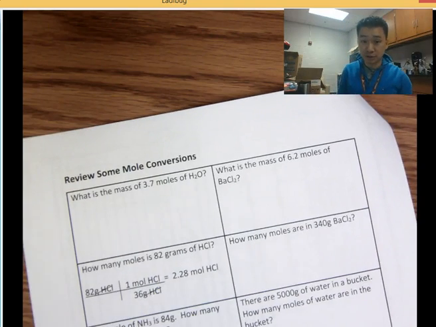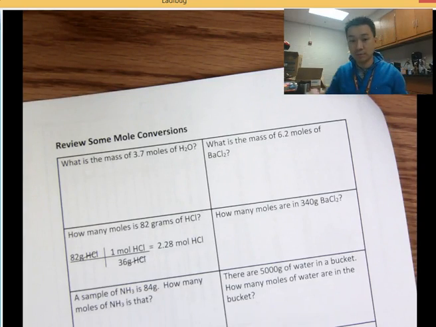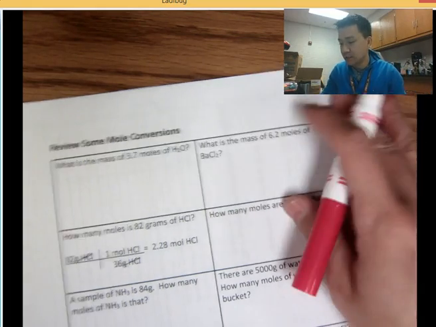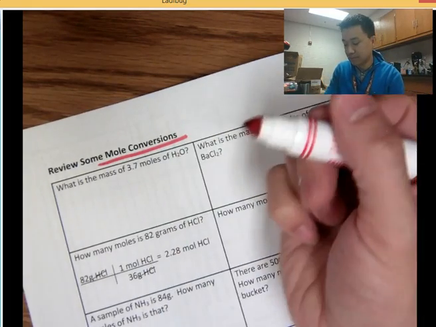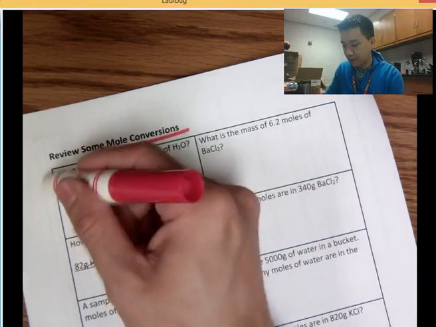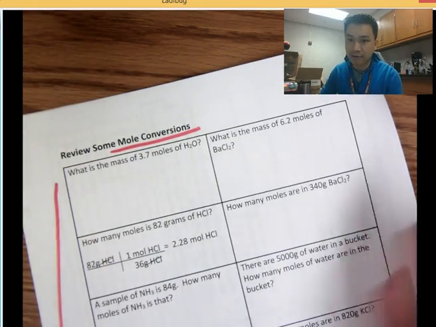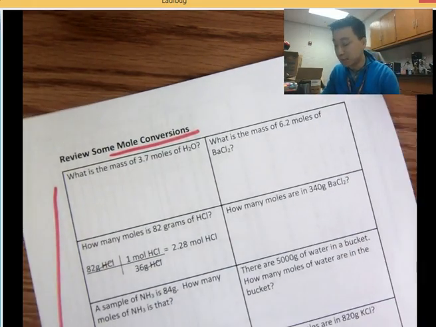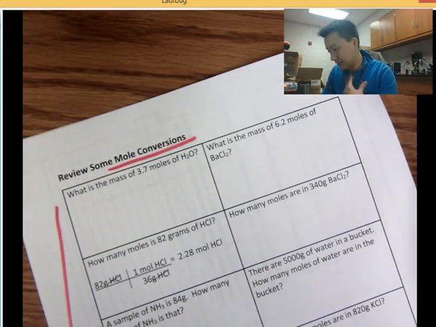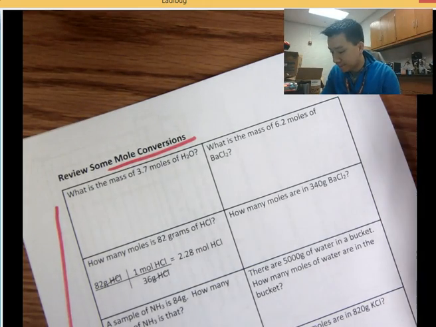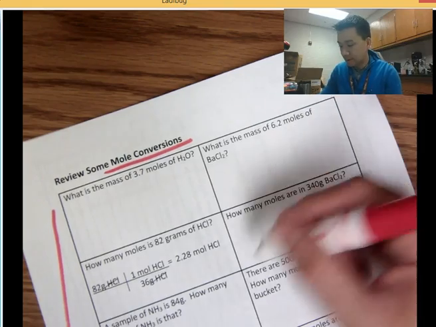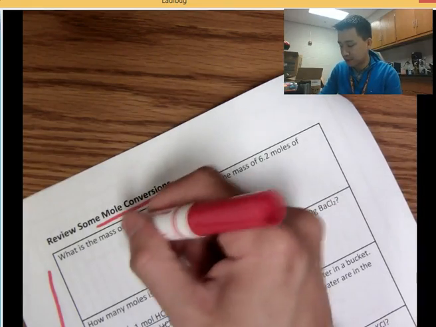In order to do this unit well, and be able to do these calculations, you need to review some mole conversions first. Okay, go through and complete this page. Go back and review how to convert moles to grams, grams to moles, things like that. And really that's the key there, grams to moles, moles to grams. So go through and do this. For example, let's do a couple here together.